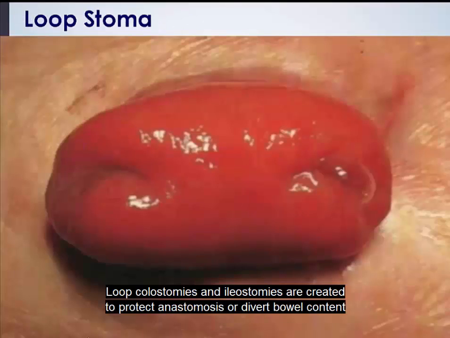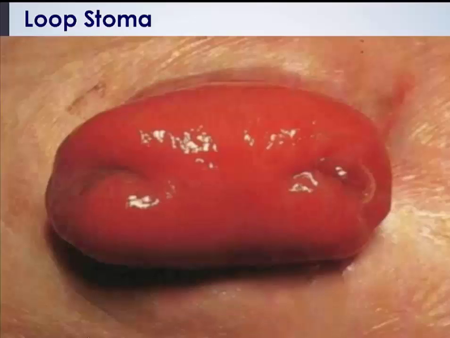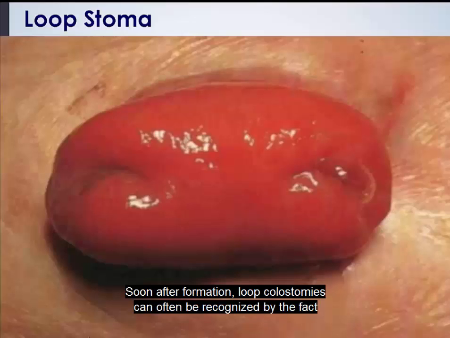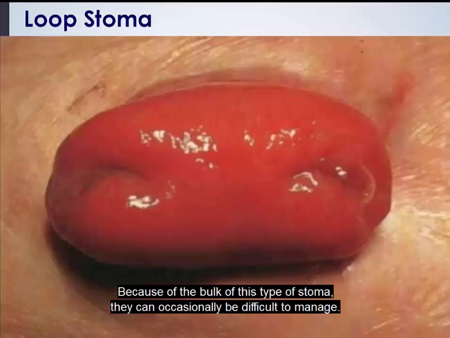Loop colostomies and ileostomies are created to protect anastomosis or divert bowel content from diseased segments of bowel, like tumors or perianal fistula. Soon after formation, loop colostomies can often be recognized by the fact that they have a stoma bridge, which is removed at about 10 days post-op. They are potentially reversible. Because of the bulk of this type of stoma, it can occasionally be difficult to manage.